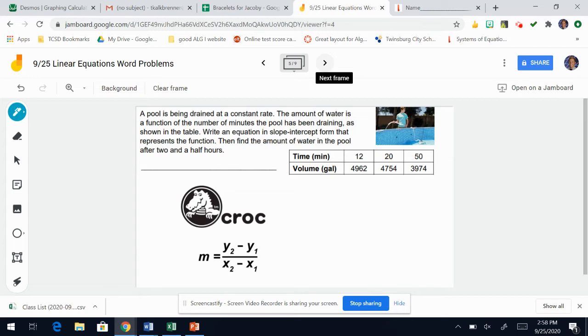A pool is being drained at a constant rate. The amount of water is a function of the number of minutes the pool has been draining, as shown in the table. Write an equation in slope-intercept form that represents the function. Then find the amount of water in the pool after 2.5 hours.